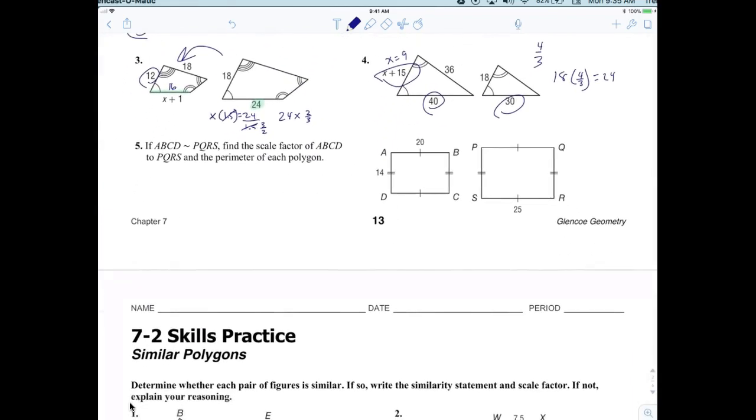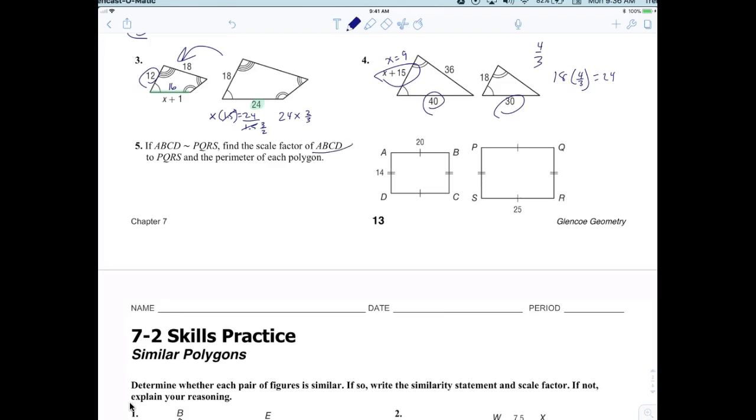So they're similar. So to find the scale factor, the scale factor is what our 1.5 was. Does everybody agree with me? Now, it's either 1.5 or it's 2/3. Does everybody agree with that? So you can be wrong here. All right, so listen carefully.